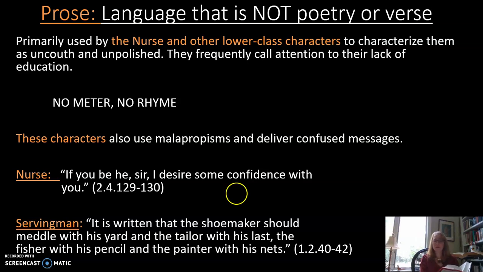Benvolio picks up on this right away and quickly retorts, "She will invite you to some supper," drawing attention to the fact that the word he should be using is invite, but he's making fun of the nurse's use of malapropism here. And the serving man also has some very confused language.